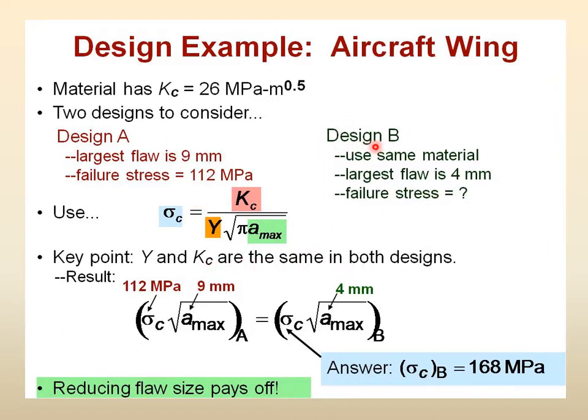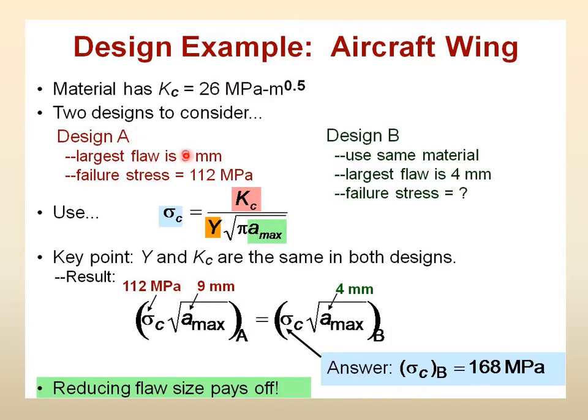Now let us go to design B. Use the same material, so this value Kc is the same, but the largest flaw is 4 millimeter. So what is the failure stress now? Remember, here in design A we were saying that the critical stress intensity factor of the material is known and the largest flaw is 9 millimeter.